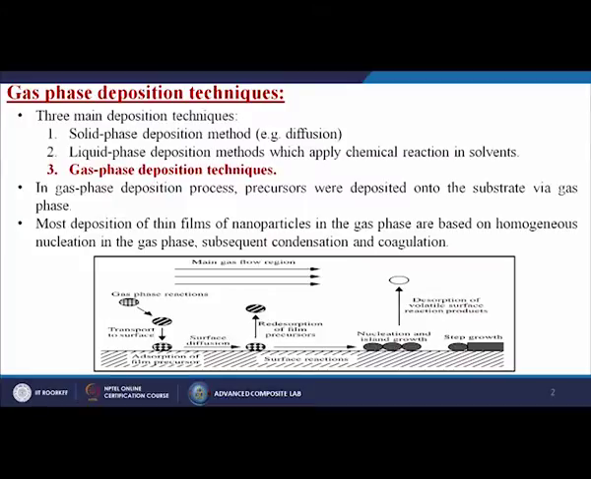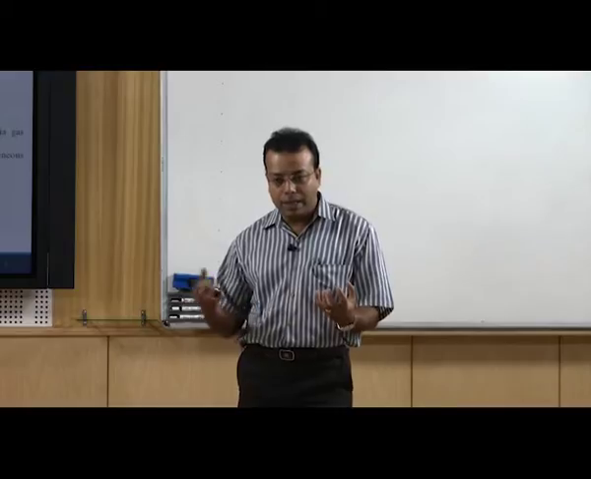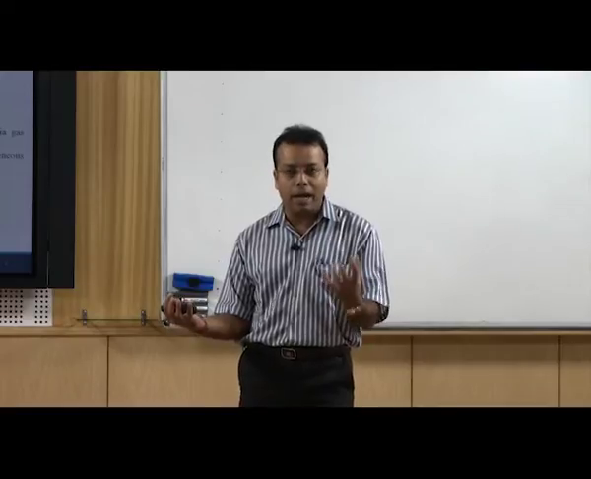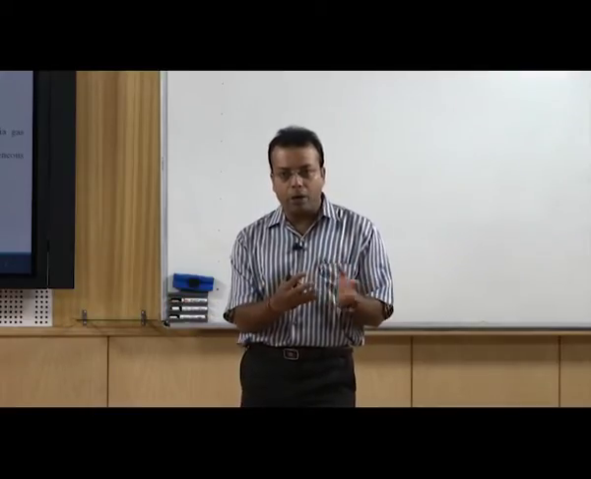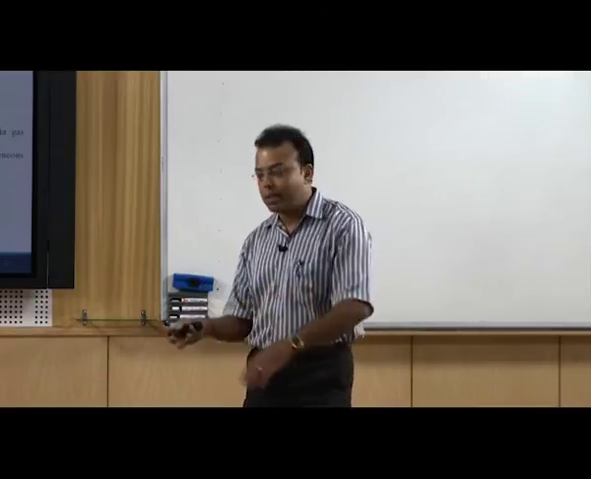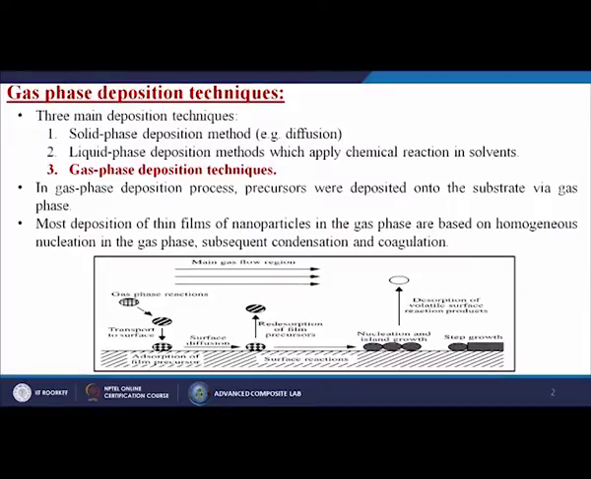So, in the gas phase deposition process, precursors are deposited onto the substrate via the gas phase. First I have the precursor or target material, then I have the substrate material. I have to heat it, or use some other means, to create a vapor or gas, and that vapor or gas will directly go and deposit onto the material surface. Most depositions of thin films and nanoparticles in the gas phase are based on homogeneous nucleation in the gas phase, followed by condensation and coagulation. Generally, this is the standard method by which we do gas phase depositions.